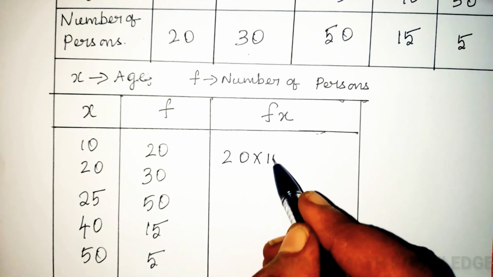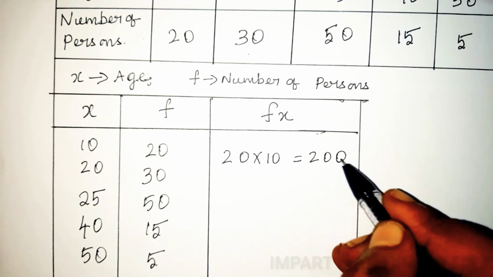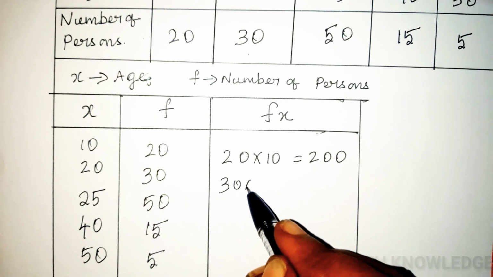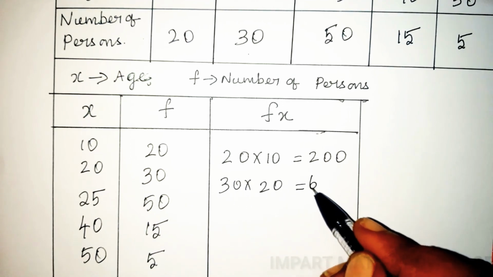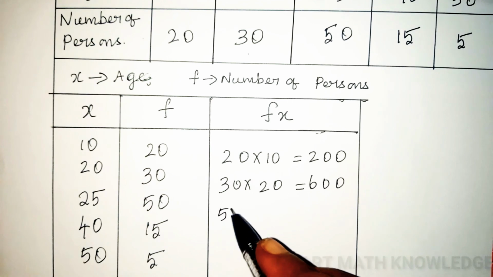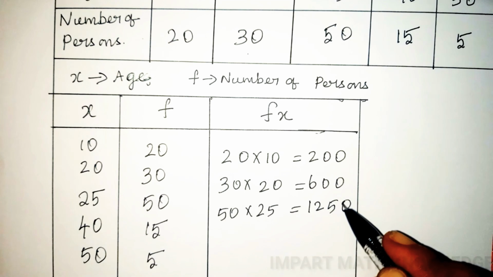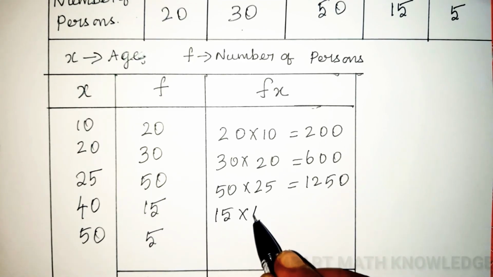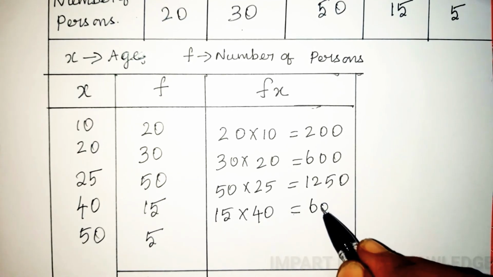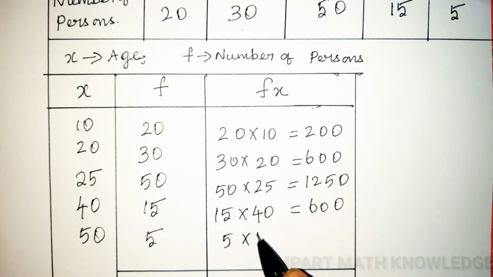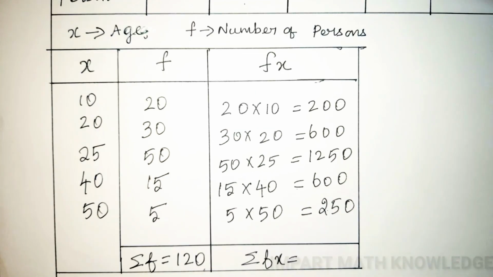20 into 10, 200. 30 into 20, 600. 50 into 25, 1250. 15 into 40, 600. 5 into 50, 250. We have to find sigma fx. For that you have to add all the values. If you add all the values, you will get 2900.